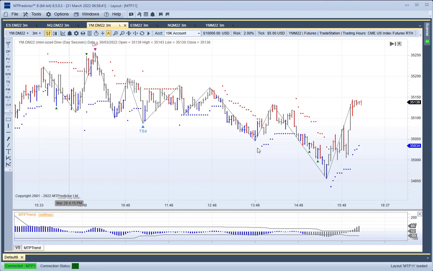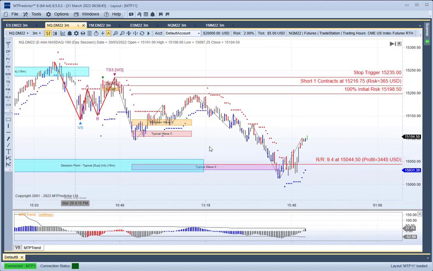On the YM the picture wouldn't have been clear, so you'd have been avoiding it, and on the NQ the picture would have been really nice and clear, and as you can see that would have given you a good trade setup. So that's the essence of what we try to do when we are looking for analysis with the MTPredictor software. Remember, this is our standalone version here.